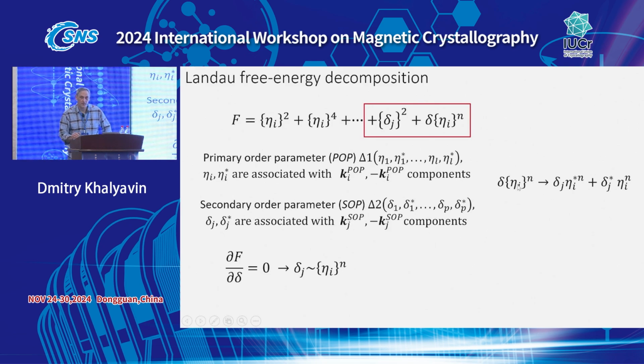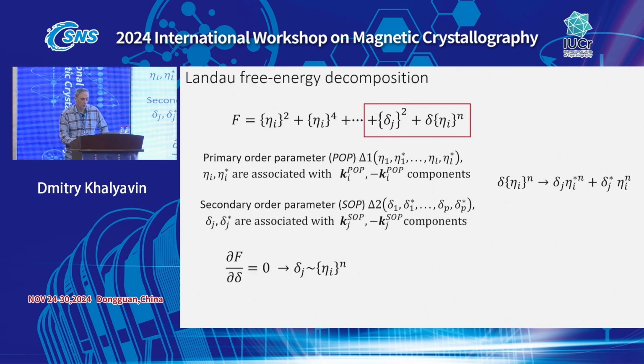It transforms by some other representation. So far I don't specify which of them, it doesn't matter. It will be some representation which will transform them. And we have an order parameter component associated again with delta and delta star, so k and minus k, complex and complex conjugate. And the modulation is k_SOP. So it's the propagation vector of the secondary order parameter.